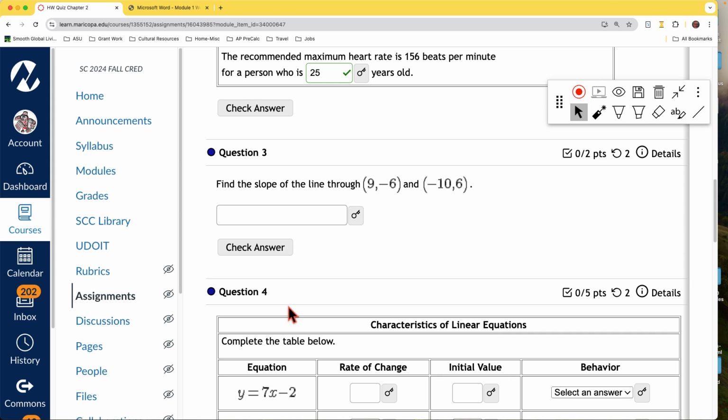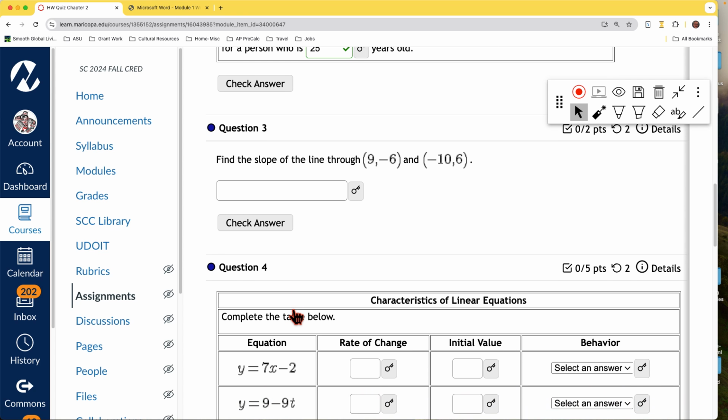Here we got a question asking us to find the slope. They give us 2 points. How do we find the slope? Remember, just think here vertically and crosswise. So we take one point and put it above the other. It doesn't really matter which. Maybe I'll put the 9 minus 6 above here.